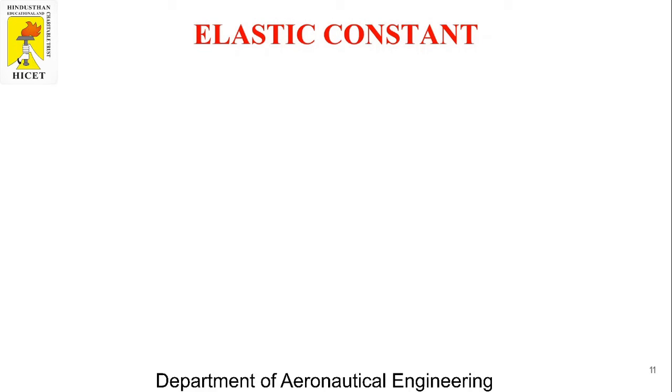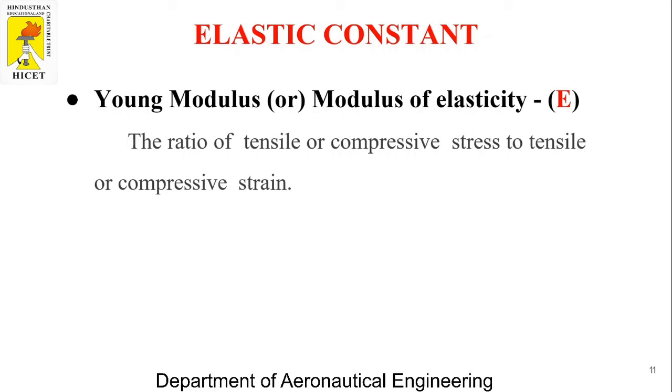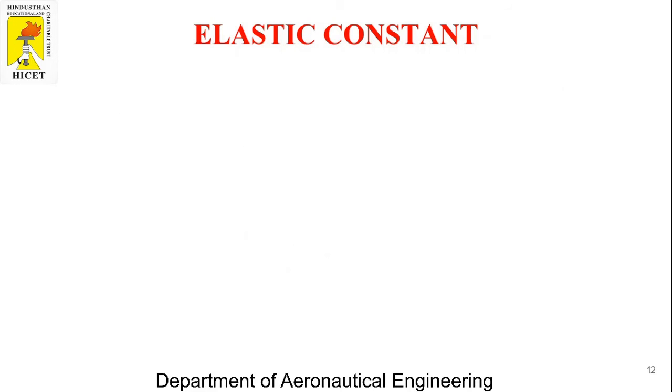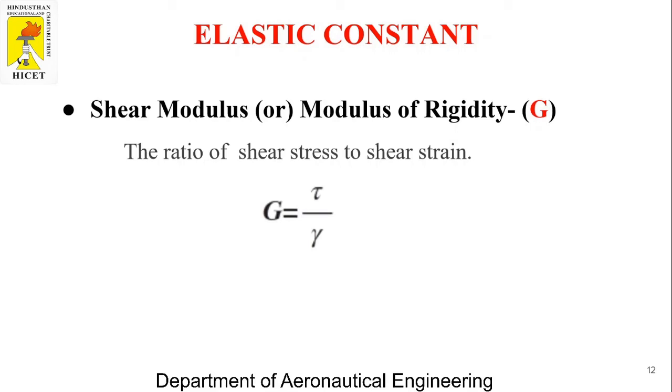First, we'll see about Young's modulus or modulus of elasticity: the ratio of the tensile or compressive stress to the tensile or compressive strain, where E is equal to sigma T by epsilon T or sigma C by epsilon C. The second one is shear modulus or modulus of rigidity, the ratio of the shear stress to shear strain, where capital G is equal to tau by gamma, where tau is the shear stress and gamma is the shear strain.